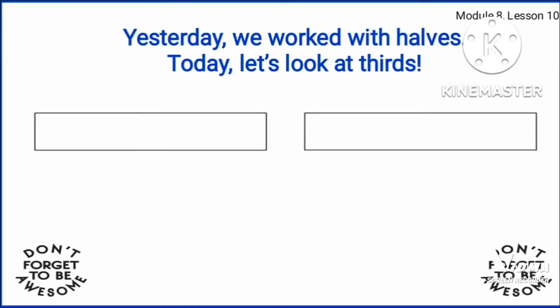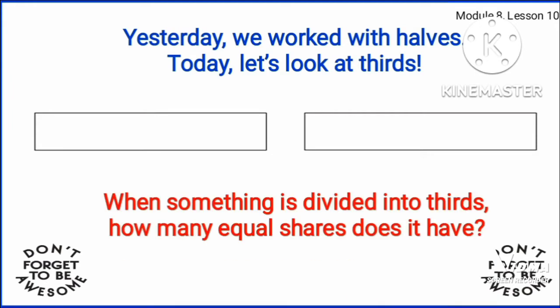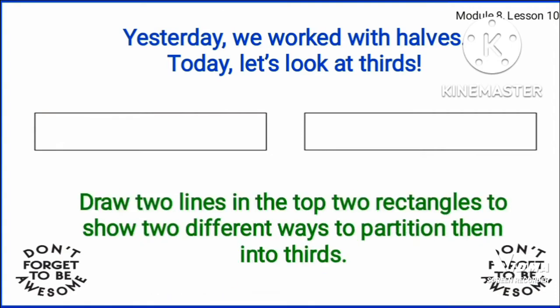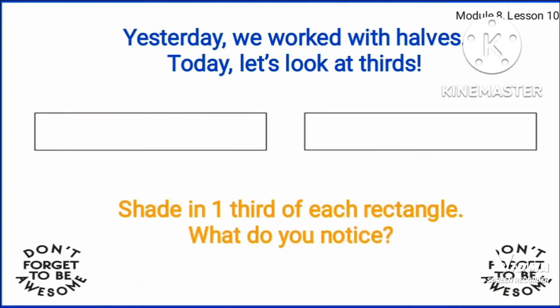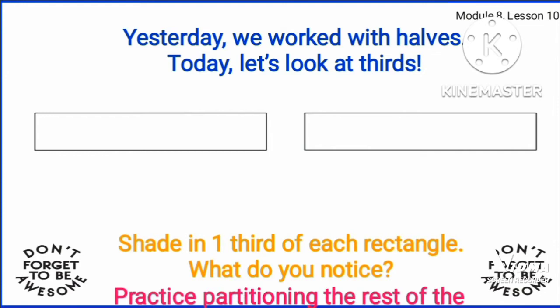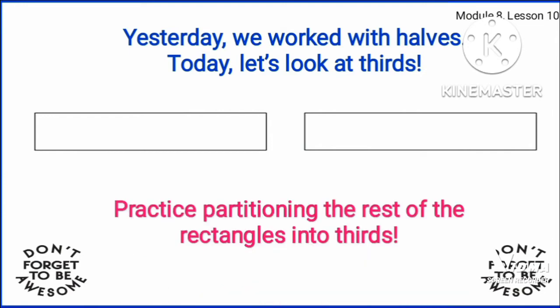Now, yesterday we worked with halves. Today, let's look at thirds. When something is divided into thirds, how many equal shares does it have? 3, you're correct. Now, draw 2 lines in the top 2 rectangles to show 2 different ways to partition them into thirds. Shading 1/3 of each rectangle, what would you notice? Now practice partitioning the rest of the rectangles into thirds.